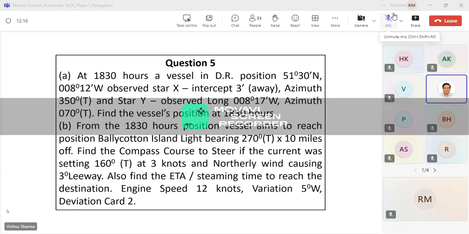Guys, question number 5. Part A is saying find the position. Tell me which methods. 1830 fix. Tell me first, which methods? Both are intercept.